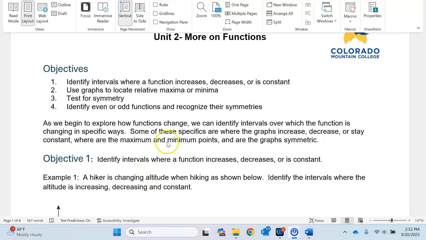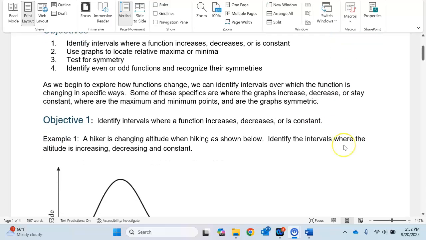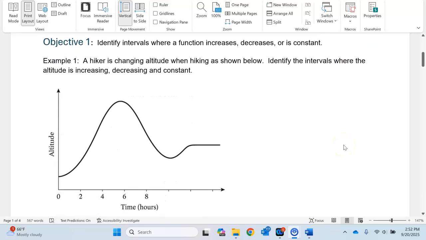Okay, in Unit 2, we're going to do the following objectives, starting with Objective 1, finding intervals where the function is increasing or decreasing. So I have a basic application here. A hiker's change in altitude when hiking is shown below. Identify the intervals where the altitude is increasing, decreasing, and constant.